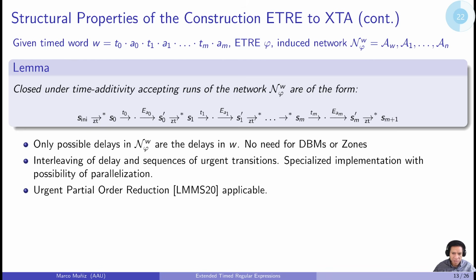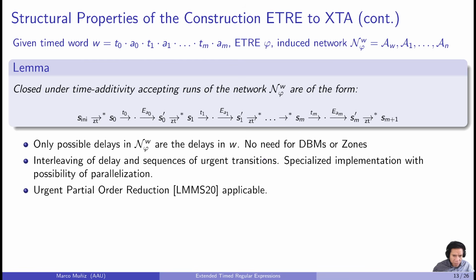So what we can see is that the only delays that the network is going to have are the delays in the time word. Therefore, basically we are doing discrete time. There is no need for DBMs or zones. It makes our algorithm simpler and faster.